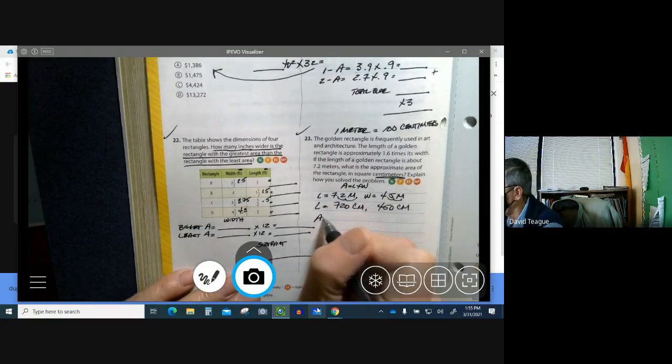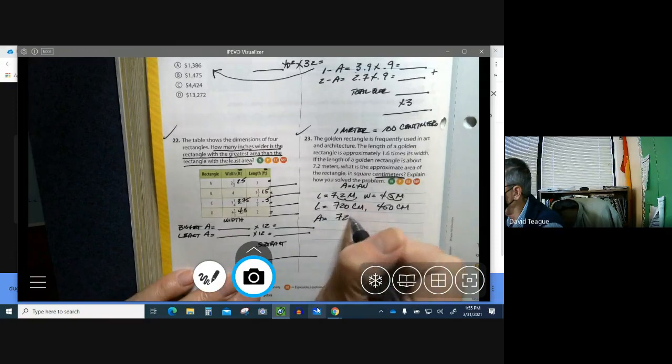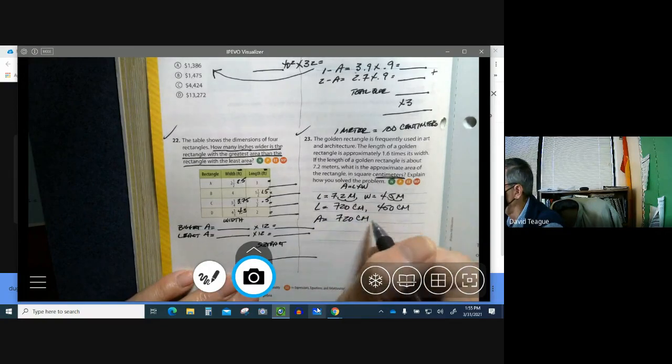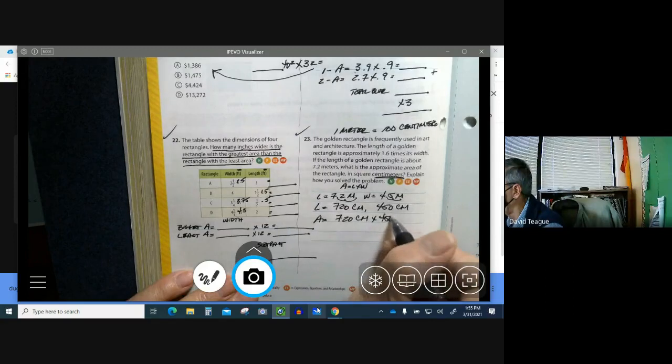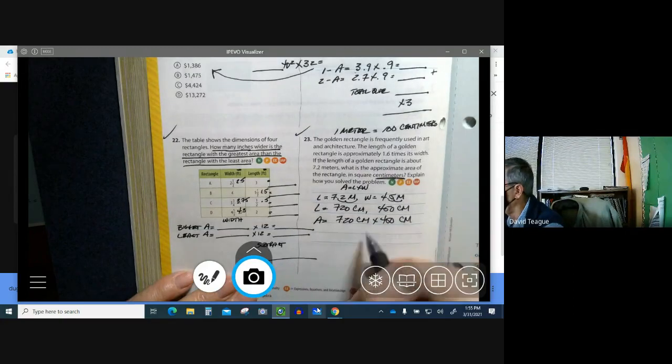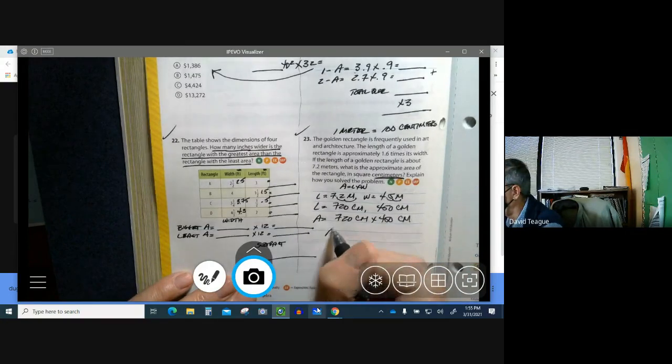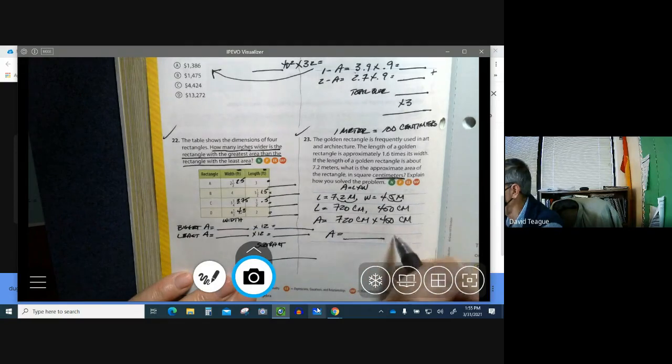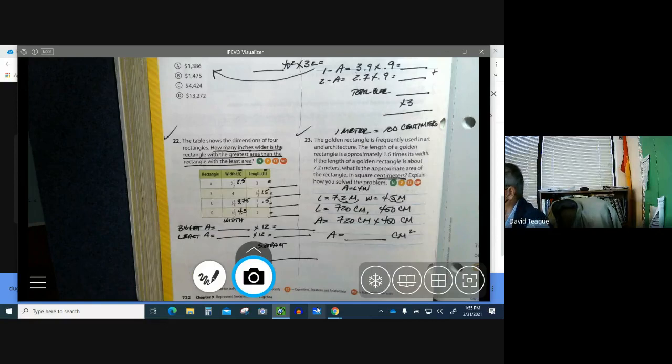Now all you have to do is multiply 720 centimeters times 450 centimeters, and your answer is in centimeters squared. Okay?